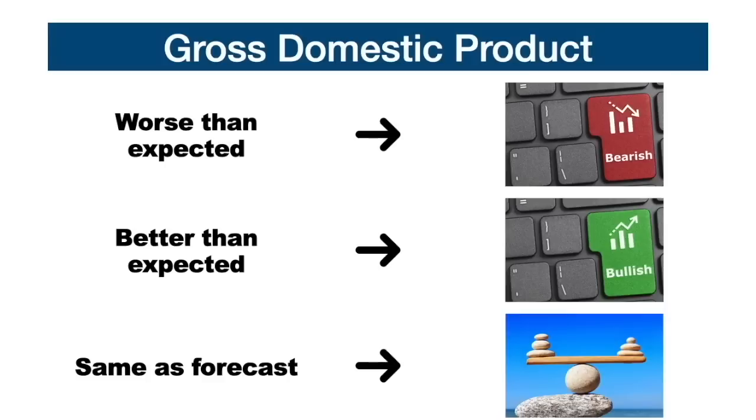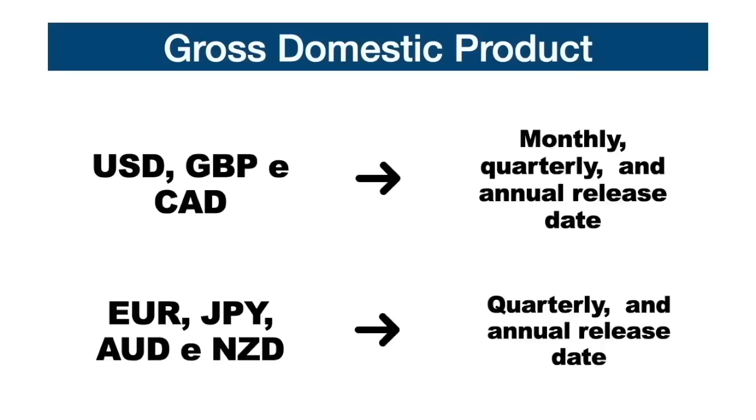GDP is calculated periodically, on a quarterly or annual basis, to measure how the economic value of local production activities change over time. GDP for the dollar, pound, and Canadian dollar has a monthly, quarterly, and annual release date. GDP for the euro, the yen, the Australian dollar, and the New Zealand dollar has a quarterly and annual release date.